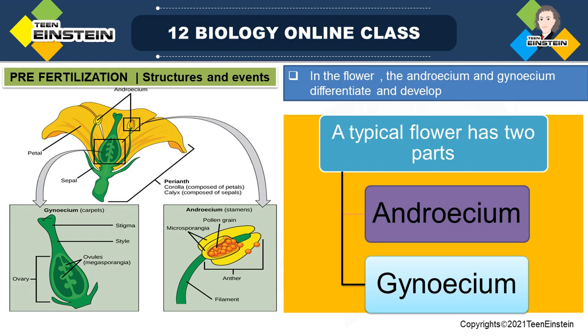So in a flower, we have already discussed, there are 4 parts: calyx, corolla, androecium and gynoecium. These are the 4 floral parts of a flower. Calyx and corolla are the non-essential parts, because even if they are not present, fertilization will still take place. Without calyx and corolla also, fertilization is possible.